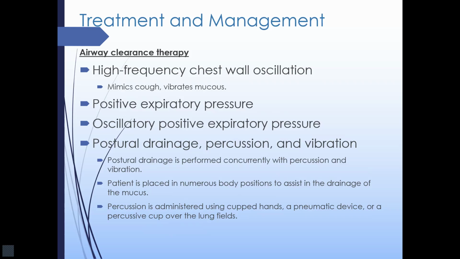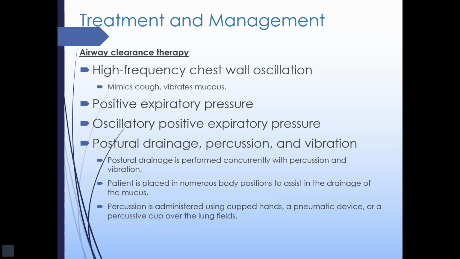And then airway clearance therapy: high frequency chest wall oscillation, the VEST machine. It doesn't have to be the VEST; it can be any of those high frequency chest wall oscillation devices, but the VEST was the first one. It mimics cough. It vibrates the mucus from the outside in, breaking those thick, sticky secretions up so the patient can cough them out.